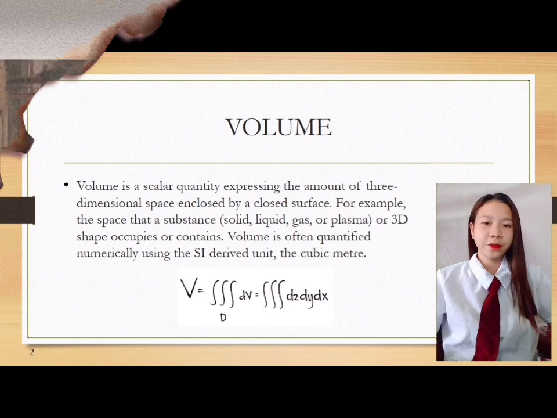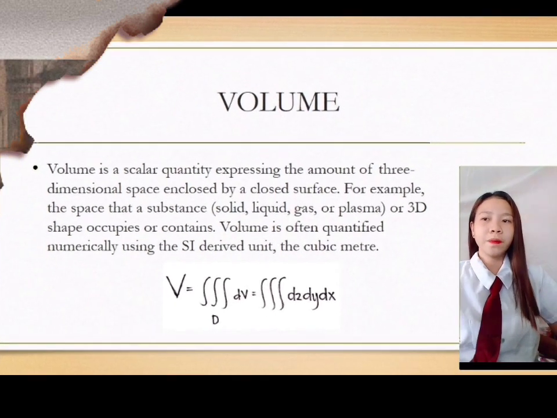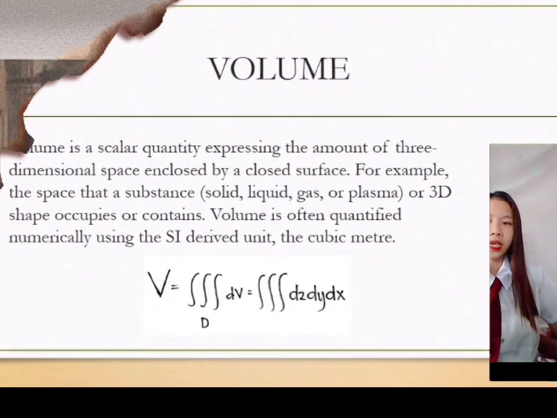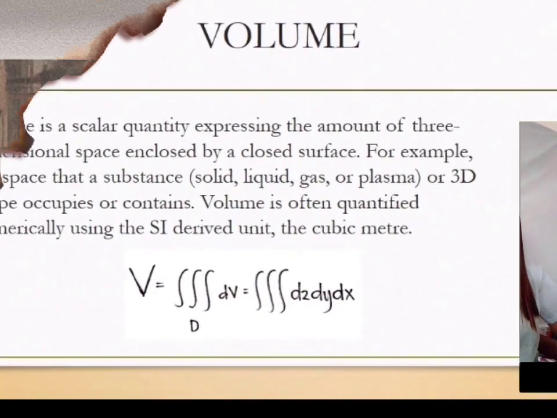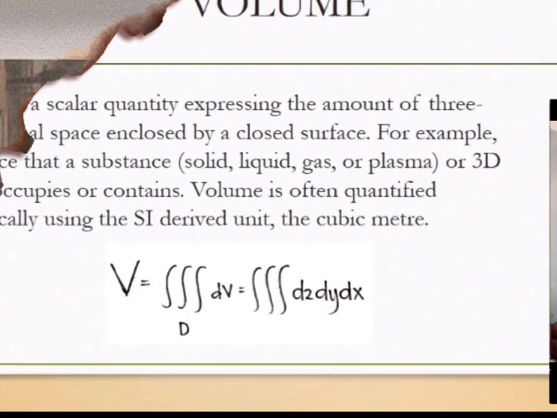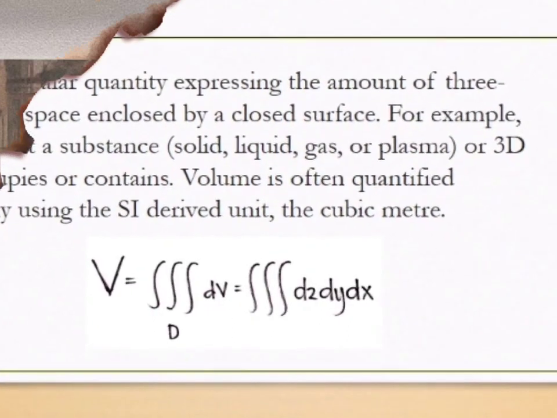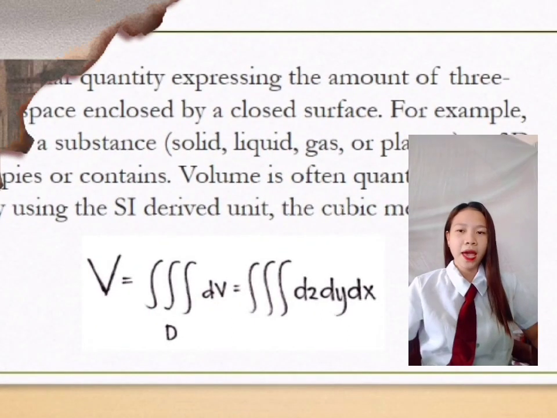Volume using triple integrals. The volume of a closed solid region is given by the triple integral over the region D, where the differential dV is equal to dz dy dx.